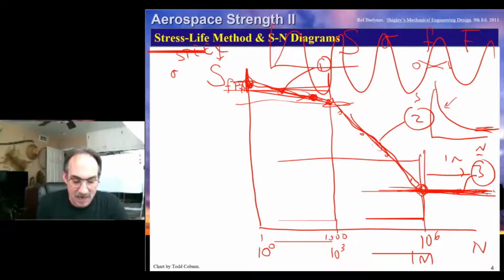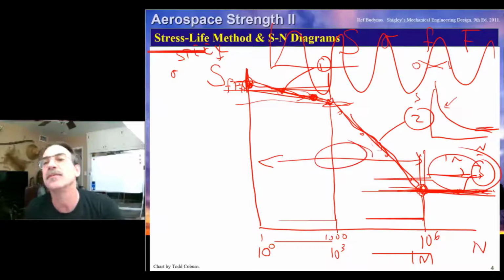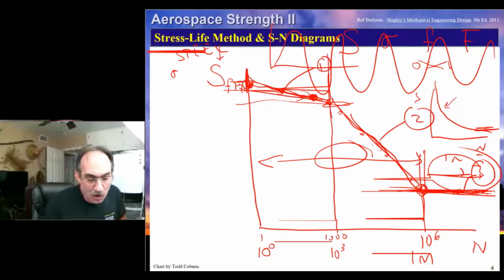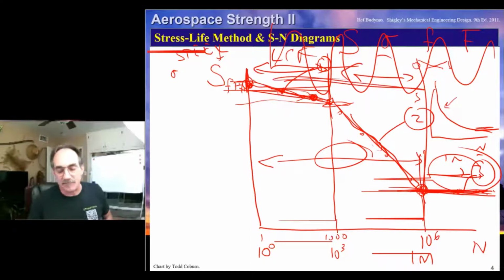All of this is finite life. This is mortality. This is immortality. This is Tolkien's elves, and this is everybody else. Okay. We're going to call this part of the curve low cycle fatigue, and we're going to call this part of the curve high cycle fatigue, and both of these together make up our finite life phase.